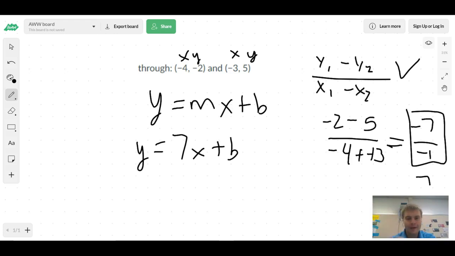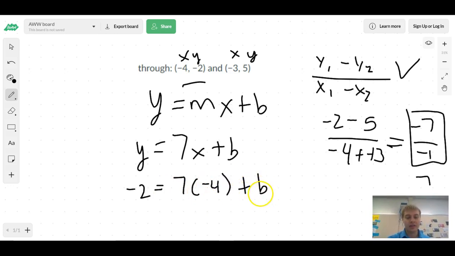I think I'll go with the first pair. I don't think it really matters in this case because both have negatives, so there's not really a better one. So we'll just use the first one because that seems the easiest. So then y is -2 and x is -4.